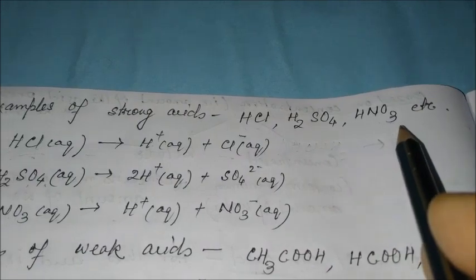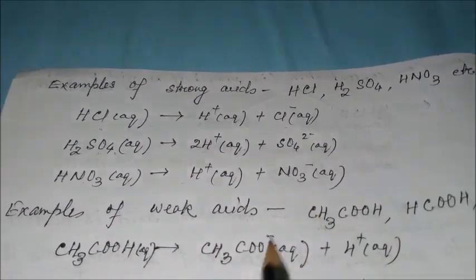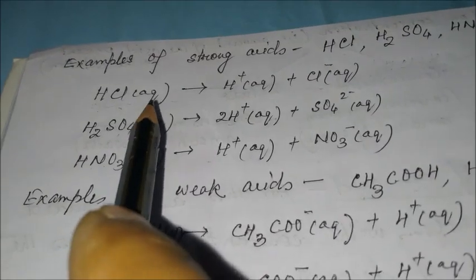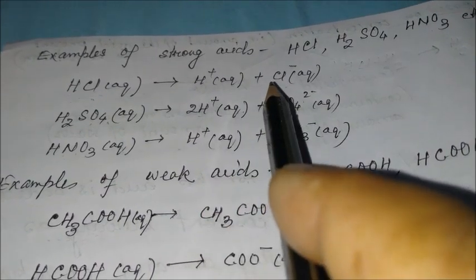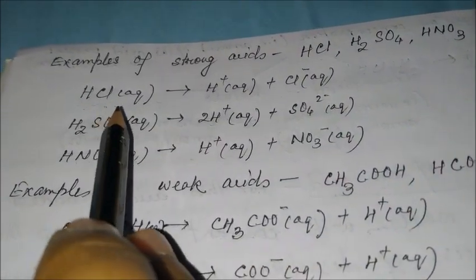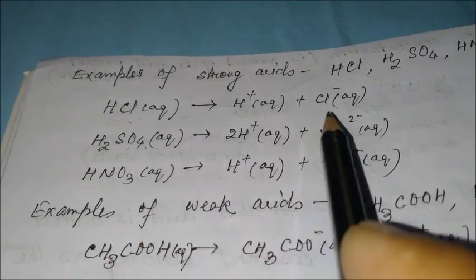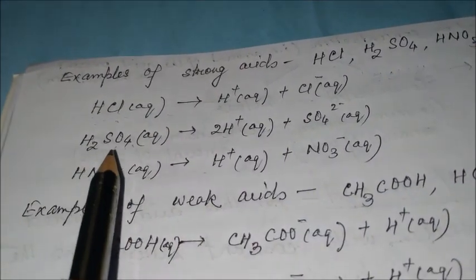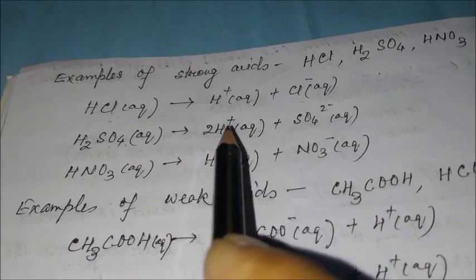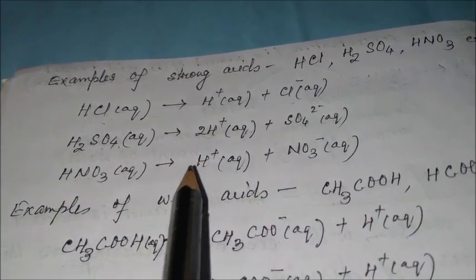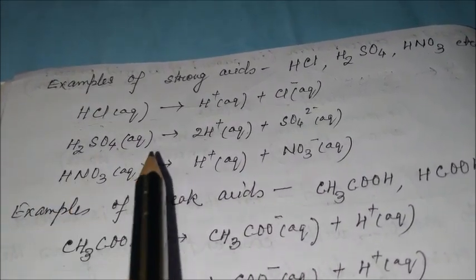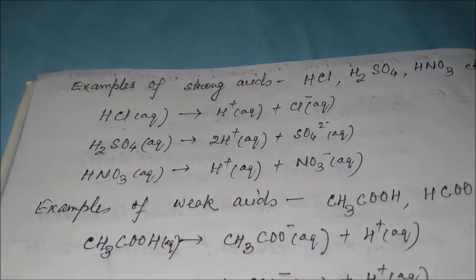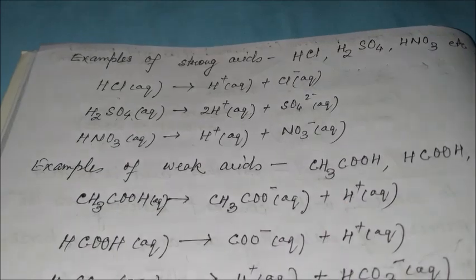For example, HCl, H2SO4, HNO3, these are the examples of strong acids. Consider this case. Suppose HCl in aqueous solution, it produces H positive ions along with Cl negative ion. In this case, the dissociation of the acid is almost complete dissociation. Similarly, in case of H2SO4, H positive ions are produced. In case of HNO3, H positive ions are also produced. So, in these acids, the dissociation of the acid is almost complete dissociation and hence are strong acids.